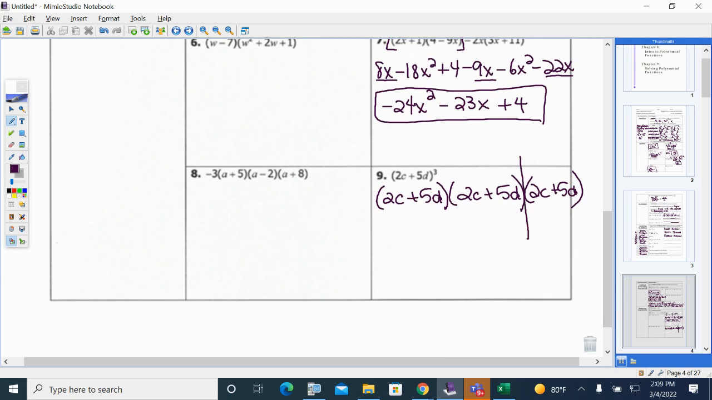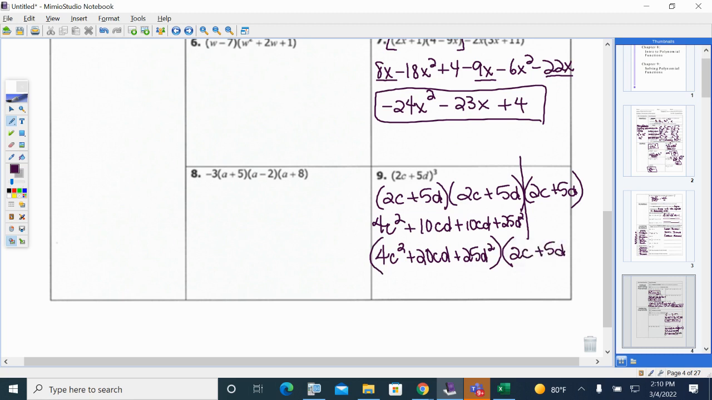Foiling. 2c times 2c is 4c squared. 2c times 5d is a positive 10cd. And then 5d times 2c is another 10cd. And then 5d times 5d is a positive 25d squared. I'm going to combine those like terms. Now we can multiply that times the 2c plus 5d, the last one. So this is a trinomial times a binomial.